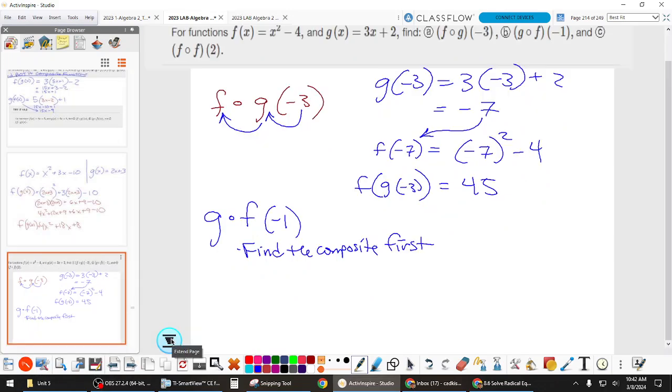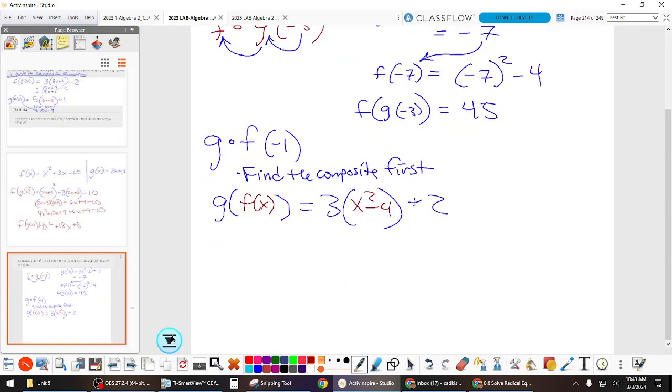Okay, so g of f, let's just find the raw composite first. Remember to leave room. You want to think of it that way. So g of f of x is what "g of f" means. So leave room in g to plug in x: x squared minus 4. Then we need to simplify. So g of f of x is 3x squared minus 10. So minus 12 plus 2.